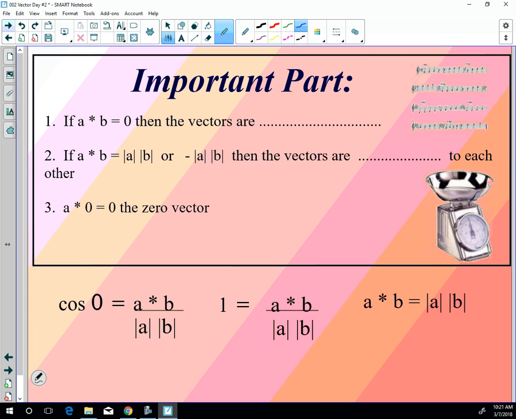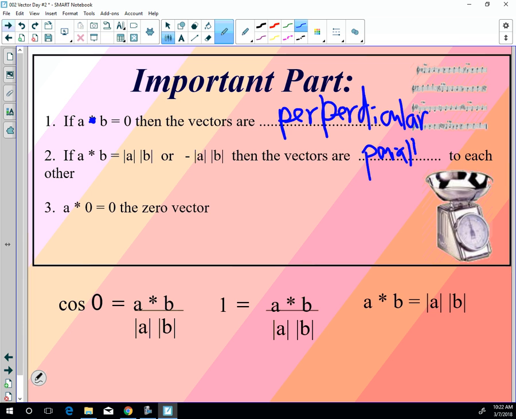So that's how you find the angle. You find the dot product, divide by the magnitude of each, and you've got it. Very powerful. A couple things. When the dot product is 0, they're perpendicular. That's a good thing to know. If the dot product is equal to the product of the magnitudes, they're going to be parallel.